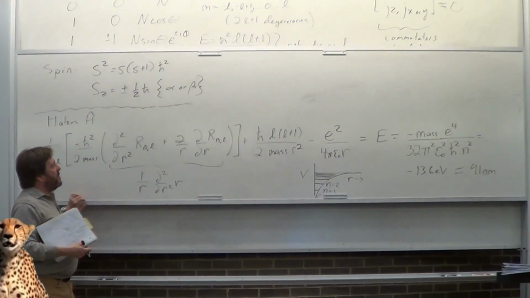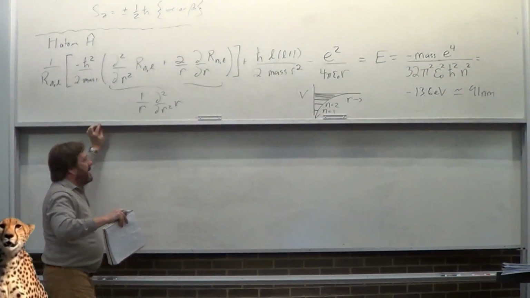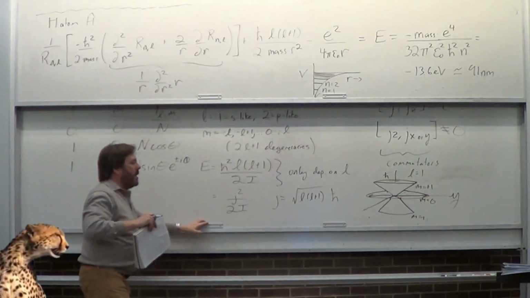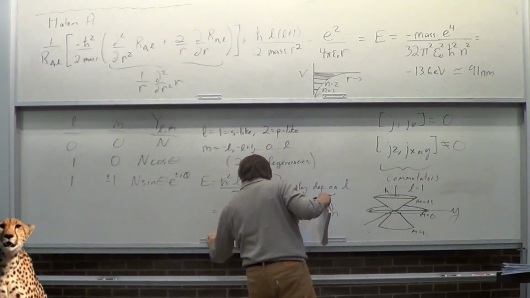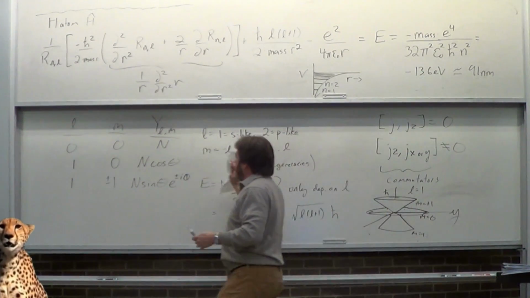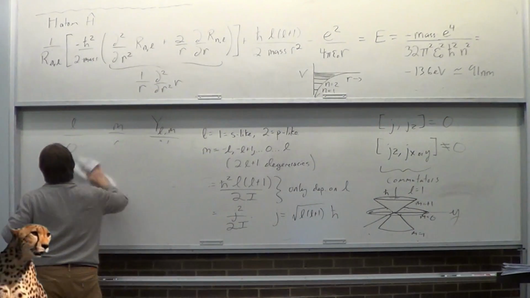All right, so let me move on. Those are the energies, and we can verify that. We can make 91 nanometer light. We can make 1 nanometer light, by the way, with the synchrotron, which is what I'm going to talk about on Monday, which is really kind of cool.